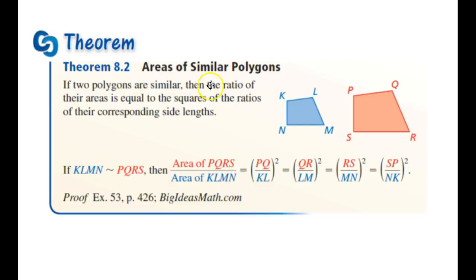Okay, so now here's our second theorem. Now we're going to be dealing with areas of similar polygons. So if two polygons are similar, then the ratio of their areas is equal to the squares of the ratios of their corresponding side lengths.